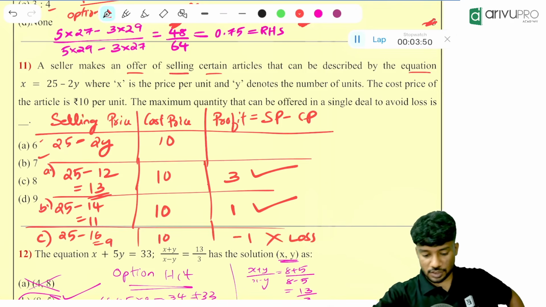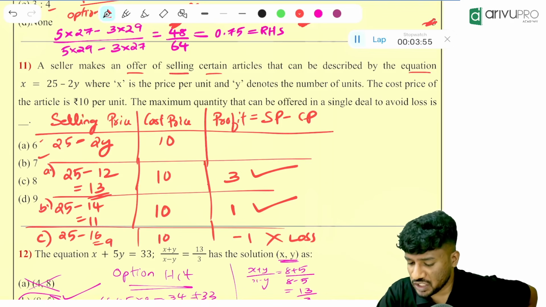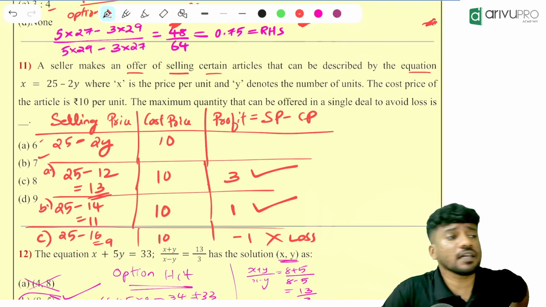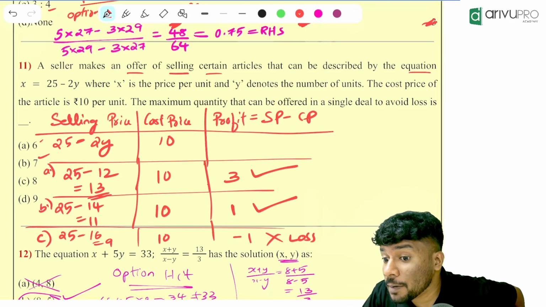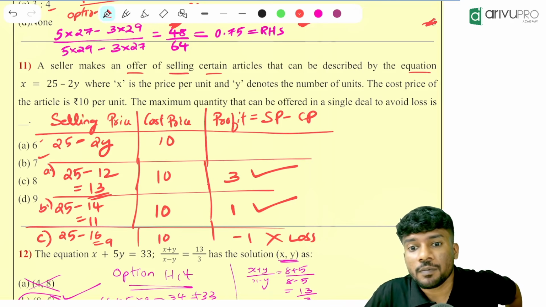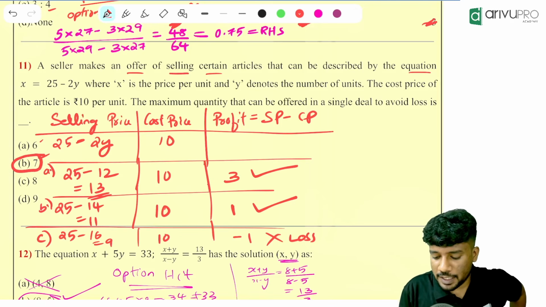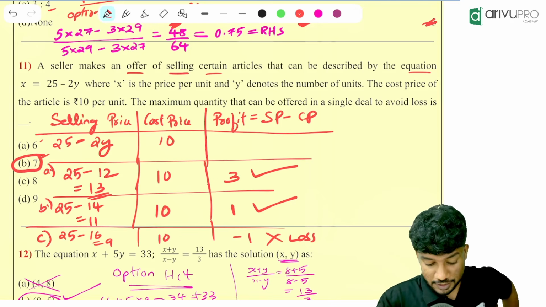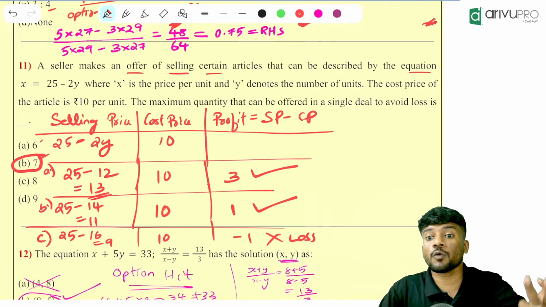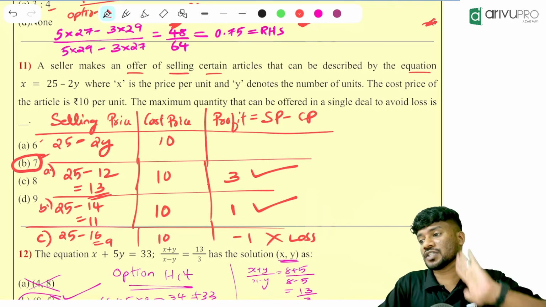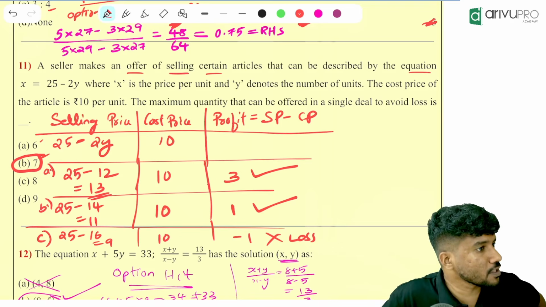Now read the question again. Maximum quantity that can be sold in a single deal to avoid loss. Are they asking for maximum profit? No, they are asking for what? Maximum quantity to be sold at minimum profit. So which is the answer, people? Option B will be the answer, because 1 is a profit. But we are selling how many quantities? 7 quantities. While in option A, 3 is the profit. But what is happening? We are only selling how many quantities? 6 quantities. We need to sell more number of quantities. Answer is what, people? Option B is your answer.